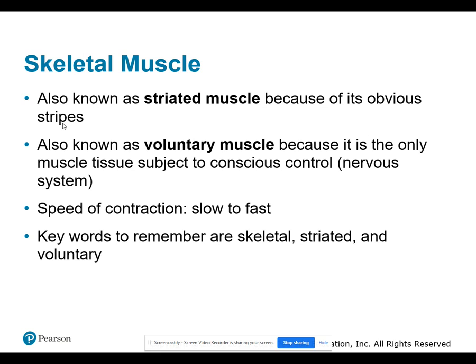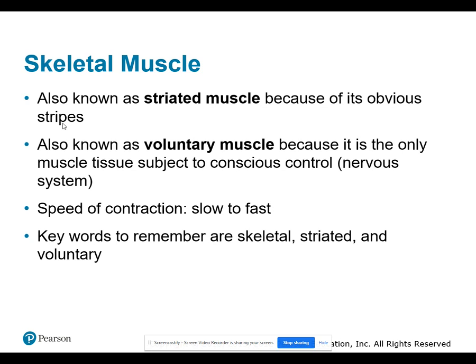control these muscles. For example, if I wanted to pick up a pen, I could tell my hand, pick up that pen. Now, this doesn't mean that things happen without our control. In fact, we have reflexes for a reason. If someone were to tap my knee, even though it's skeletal muscle, I'm going to automatically kick out. The other thing about skeletal muscle is the speed of contraction. It can be slow, so if I want to slowly reach for a pencil, or it could be very fast, say I wanted to snatch it up.